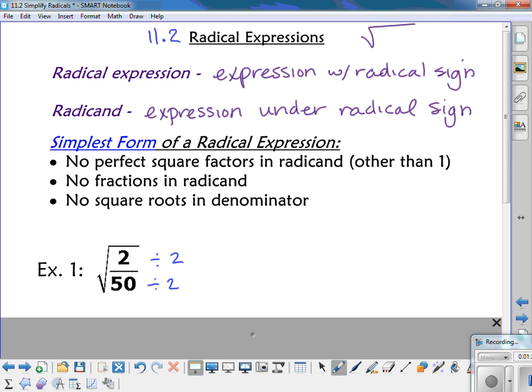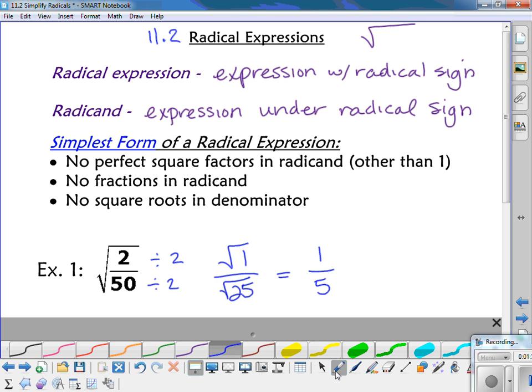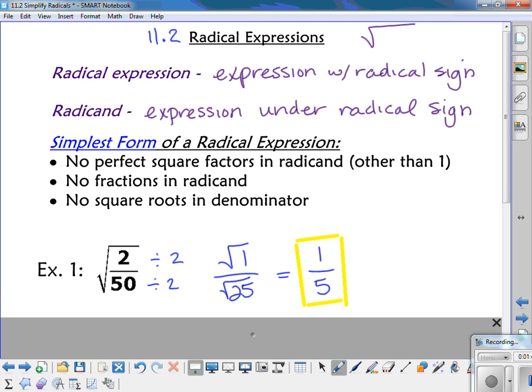And then I have the square root of 1 over the square root of 25. And it's okay to separate it like that into two radicals if that helps you see it easier. So what is the square root of 1? 1. And the square root of 25? 5. And so that would be your answer, 1 over 5.